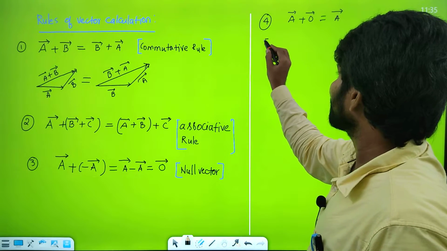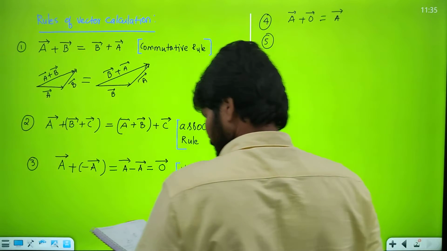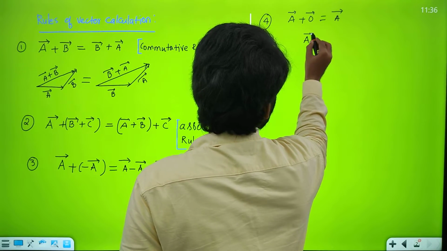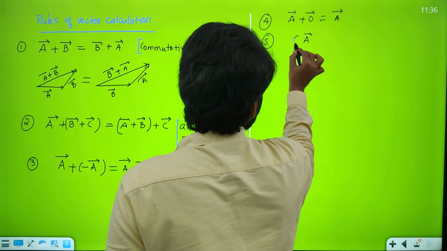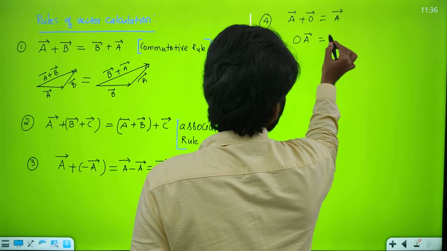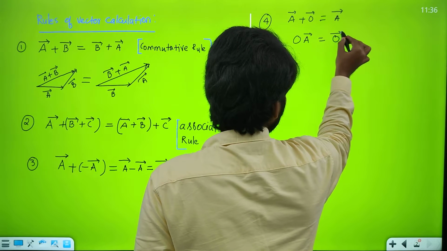And the fifth rule is vector A multiplied with zero value, then we get zero vector.